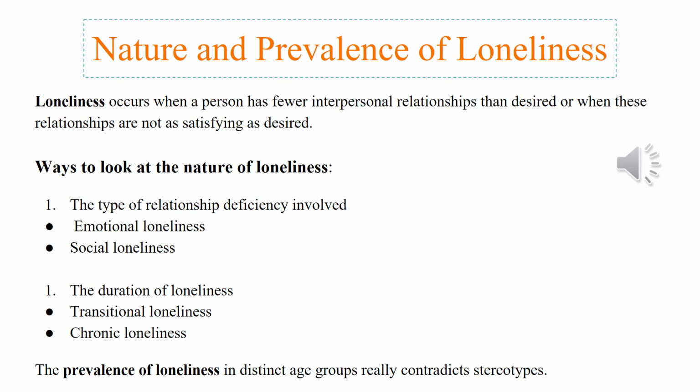Transitional loneliness involves brief and episodic feelings of loneliness which many people may endure even when their social lives are reasonably adequate. Chronic loneliness is a condition that affects people who have been incapable of developing a satisfactory interpersonal network over a period of years. The prevalence of loneliness in distinct age groups really contradicts stereotypes. The stereotype is that old people are the loneliest. But research shows that that stereotype isn't entirely true, as adolescents and young adults are also lonely, especially the gay and lesbian adolescents.